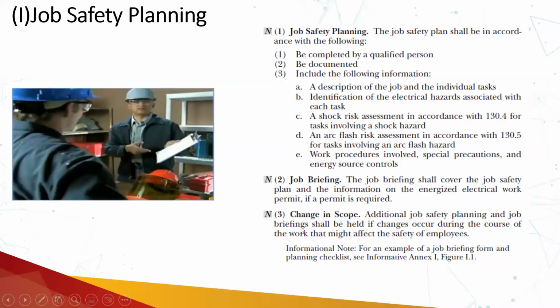Then the third point is related to change in scope. Additional job safety planning and job briefing shall be held if changes occur during the course of the work that might affect employee safety. So for example, if the initial job was related to inspection, the job safety planning covered the inspection part, and the job briefing also covered the scope of work related to inspection. But during inspection, you found that there are some loose connections which need to be fixed or tightened. So additional job safety planning and job briefing are required to perform those tasks. So when there is a change in scope of work, the previous job safety plan and job briefing will not work, and a new planning and briefing is mandatory.